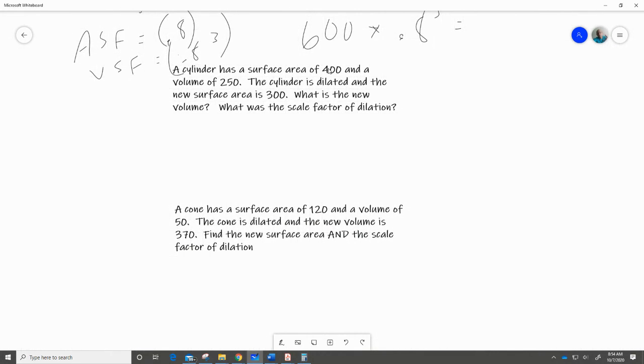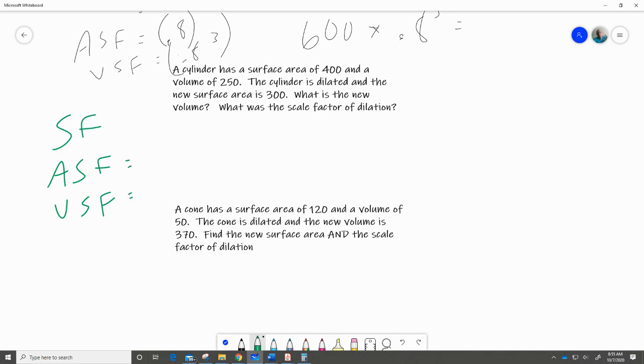Next one: a cylinder has a surface area of 400 and a volume of 250. The cylinder is dilated. We don't know the scale factor of dilation, but the new surface area is 300. Okay, so let's think here. They don't give us a scale factor, but they give us enough information to get the area scale factor.